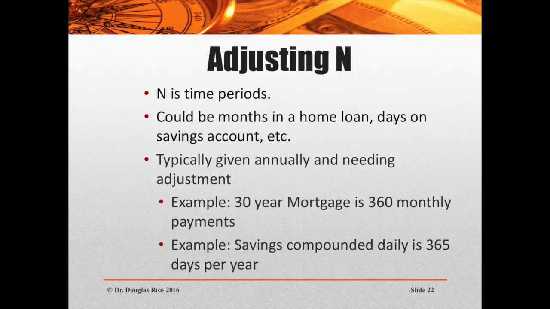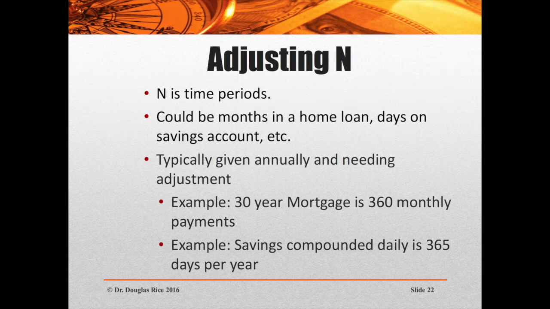In addition to that, when we say a mortgage is 30 years, we don't mean you're going to make 30 payments. We mean you're going to make a payment every month for 30 years. So we have to adjust the calculations for these differences in time periods. The first one is N. N is time period, so it could be months for a home loan or days for a savings account.